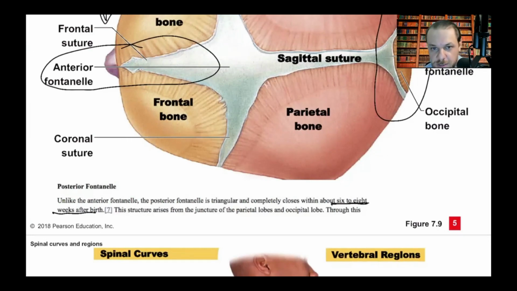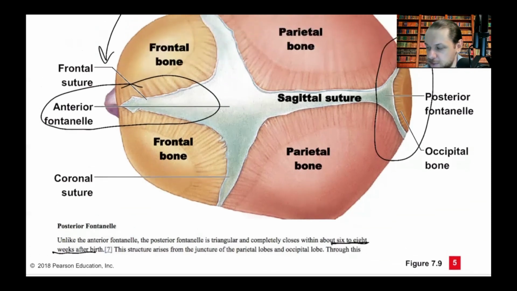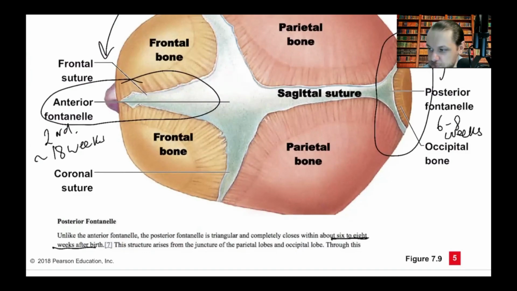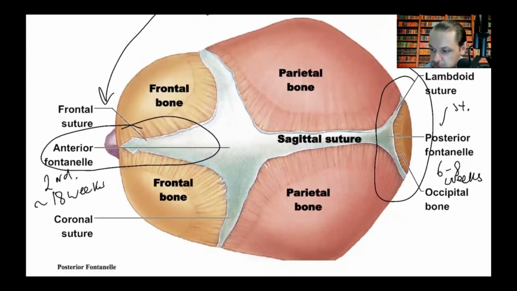So you have the anterior fontanelle and the posterior fontanelle. Posterior is the first one. This would be the first one to close, and this would be the second one to close. The range is 6 to 8 weeks for this one. This roughly is 18, but in some books they'll give you a range, 13 to 24. So they'll give you different ranges for that, but that's just something good to keep in mind.